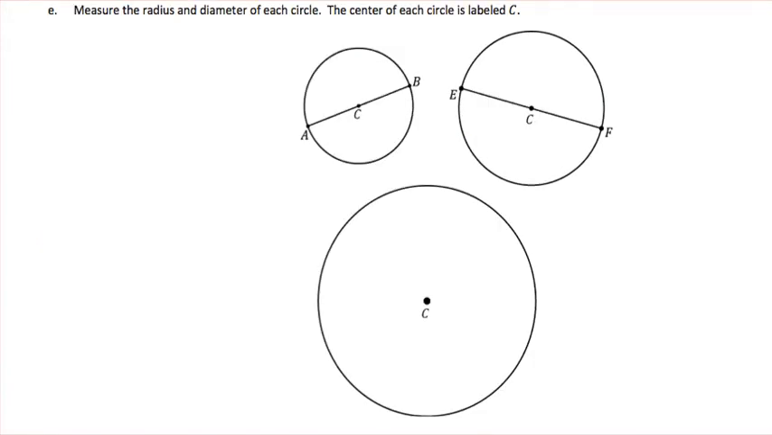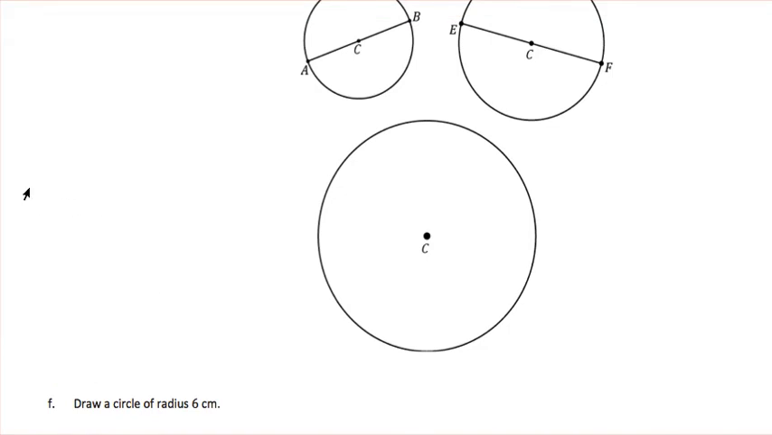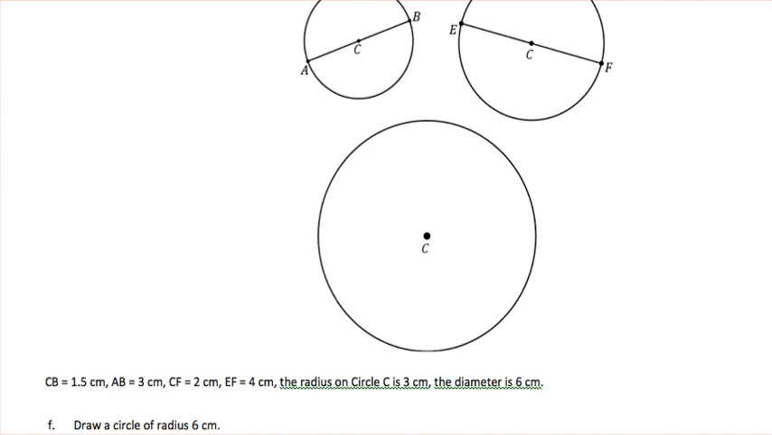Next, you'll measure the radius and the diameter of each circle on the page. The center of each circle is labeled C. So you'll write the measurements as line segments, and then once you've checked your measurements, you'll need to draw a circle with a radius of 6 centimeters.